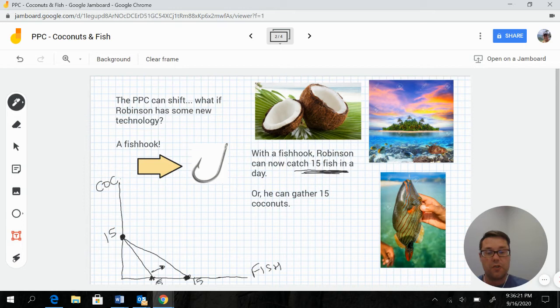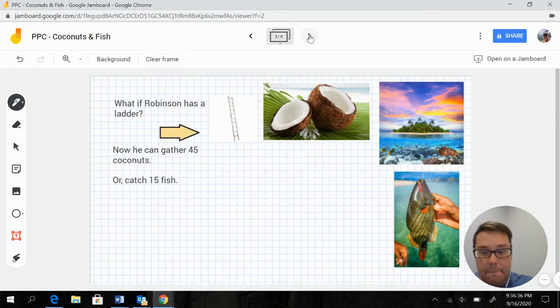All right, so PPC curves can move. There has to be a reason, right? In this case, it's a new technology. Generally speaking, in a PPC, that's probably what we're talking about. Okay, so let's move on and introduce a new technology.